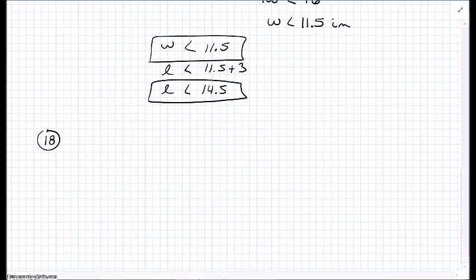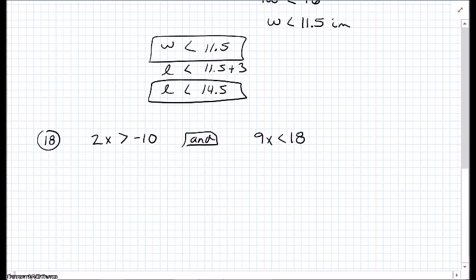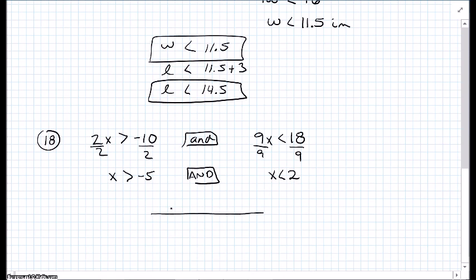Solve each compound inequality and graph the solution. So I have 2x greater than negative 10 and 9x less than 18. Divide each side by 2: x is greater than negative 5. And divide each side by 9: x is less than 2. So we're going to put that on a number line. I'm going to mark negative 5 and I'll mark positive 2.